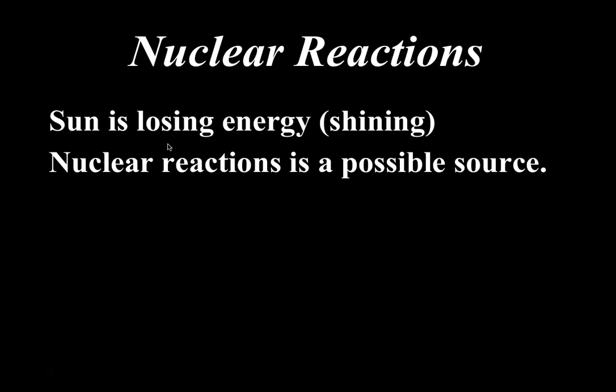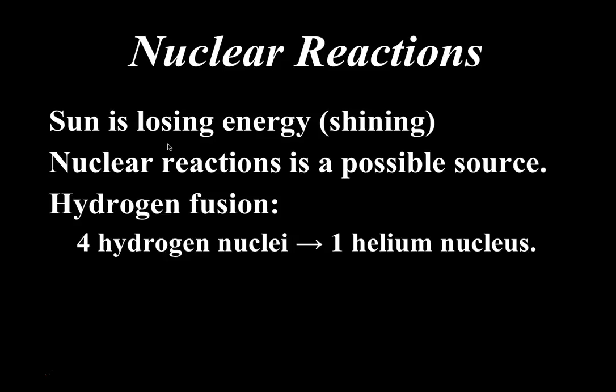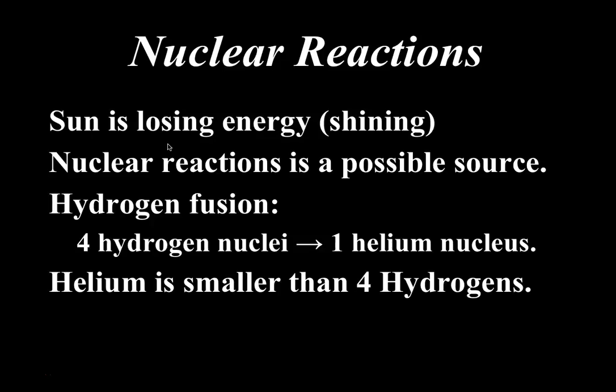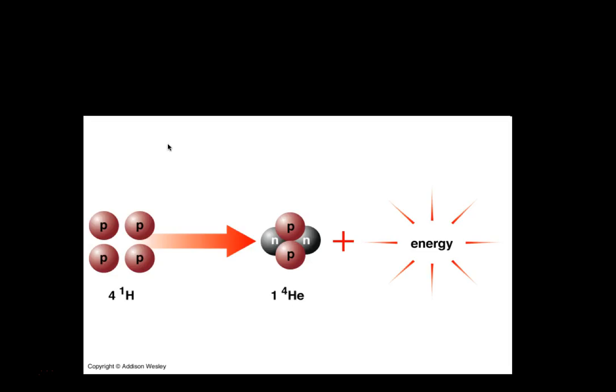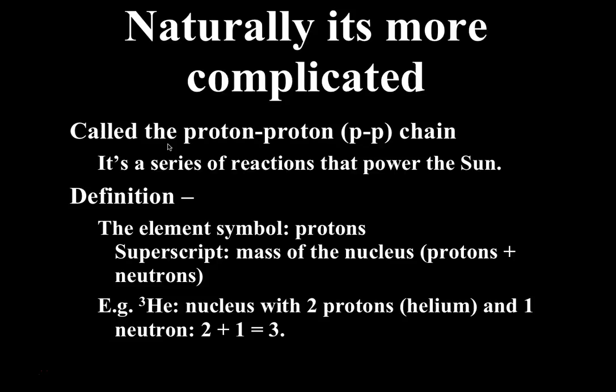Okay, so the sun is losing energy all the time. The nuclear reactions are the possible source. 4 hydrogen nuclei turn into 1 helium nucleus. Remember, the helium nucleus is smaller than the 4 hydrogen nuclei, so the sun's core is actually shrinking a little bit, and the lost mass becomes energy. Very curious that way.